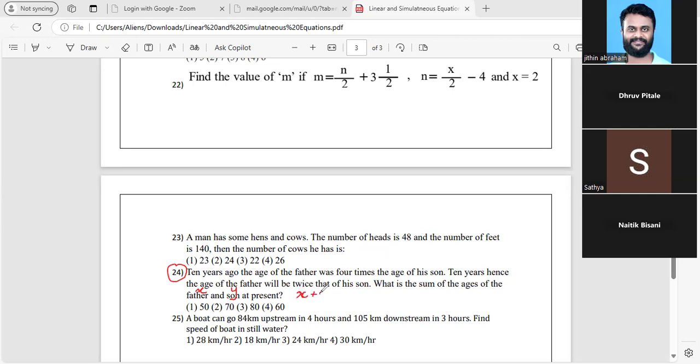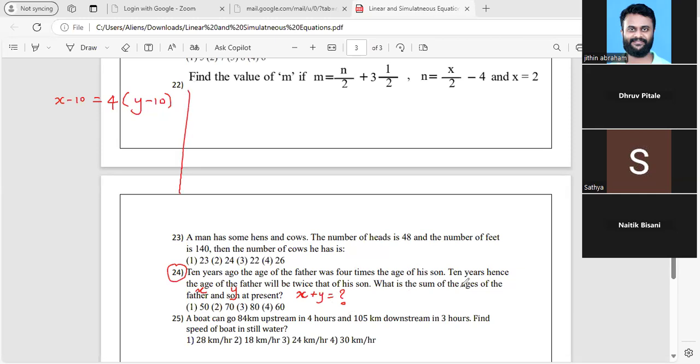I hope this much is clear. Now, the first scenario speaks about 10 years ago. So 10 years ago, the father's age was x minus 10. It was 4 times the age of his son. So this x minus 10 is equal to 4 times the age of the son. Obviously, the son's age was also y minus 10 because it was 10 years ago. This is the first clue, from which we'll be getting the first equation.